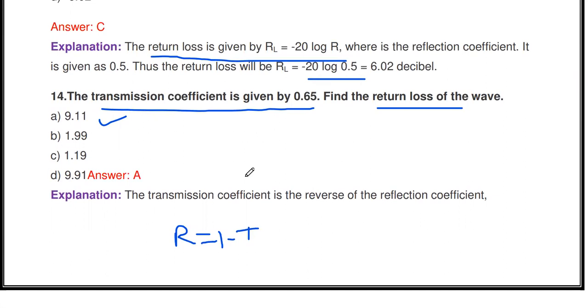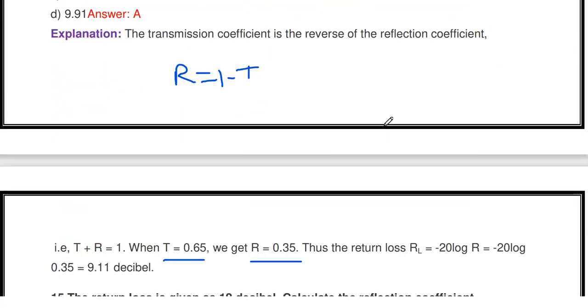So return loss is nothing but 20 log of reflection coefficient. If the transmission coefficient is given, from that you just calculate the reflection coefficient, then you substitute in that formula.